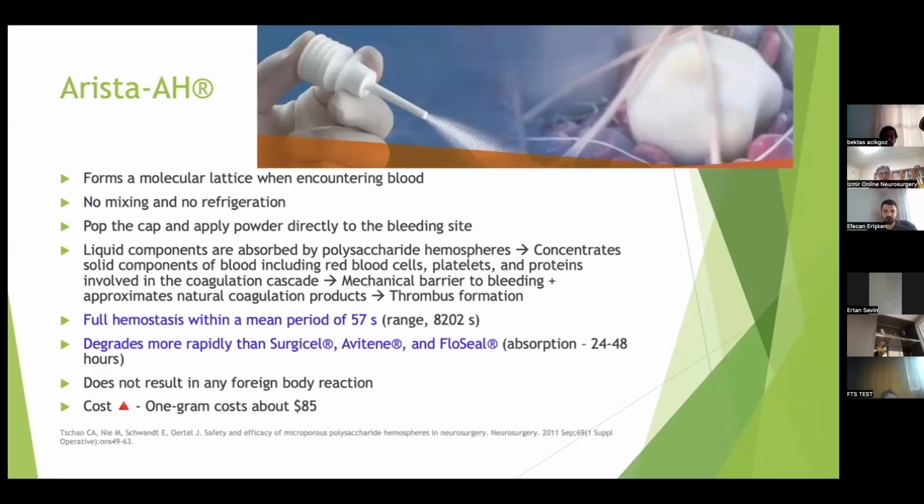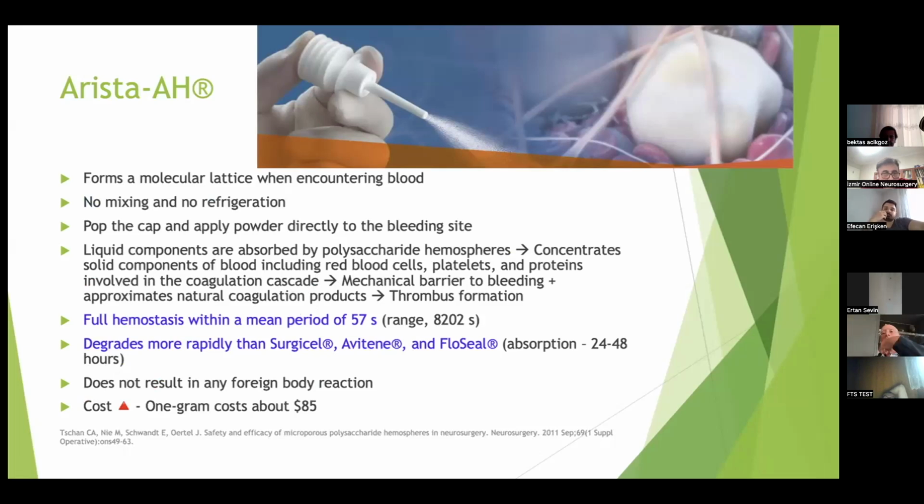As mentioned, it forms a molecular lattice when encountering blood. It does not require any mixing or refrigeration. So basically, you open the cap and just apply the powder directly to the bleeding site. This part I mentioned already. It concentrates the solid components of the blood. And full hemostasis is usually achieved within a period of around 57 seconds. That is quite great, less than 1 minute.